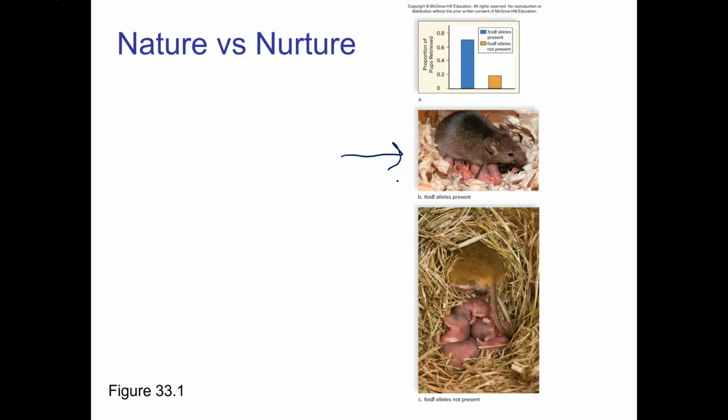If mom does not have that FOSB gene, then mom is not going to care for those young effectively, and those young will likely die. And so that's what you're seeing in this picture. So that one allele is going to influence mom's behavior, and that would be nature.